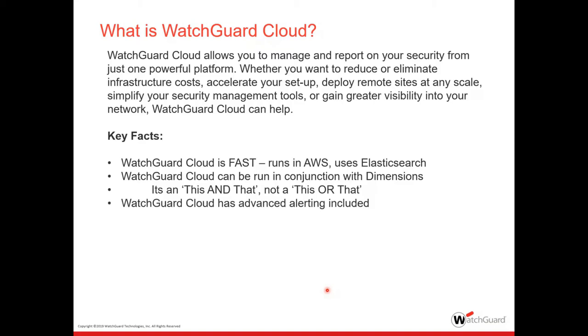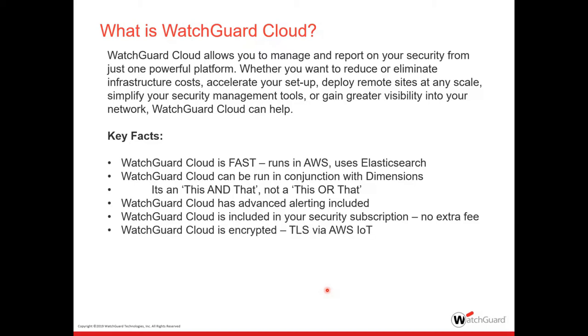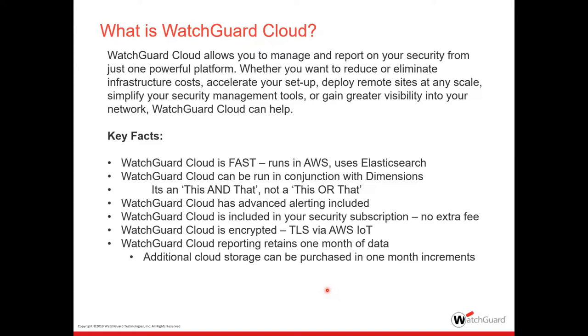WatchGuard Cloud has advanced alerting. You're going to see that. WatchGuard Cloud is included in your security subscription. There's no fee for it. WatchGuard Cloud is encrypted. It uses TLS via AWS's IoT network. And WatchGuard Cloud reporting in the cloud retains 1 month of data, no charge. If you want to go beyond a month, you can buy storage in 1 month increments in the cloud.